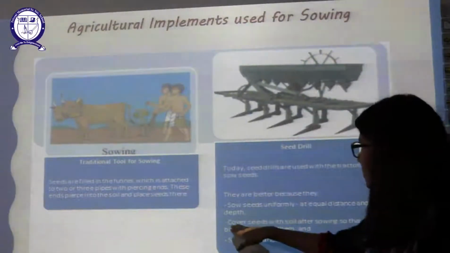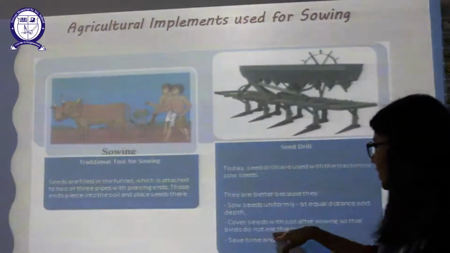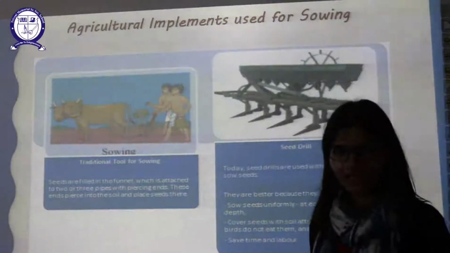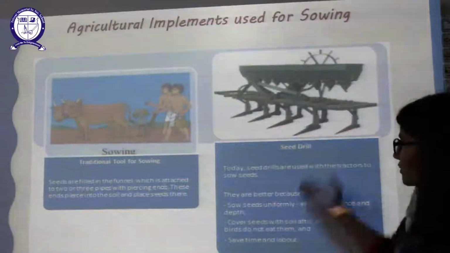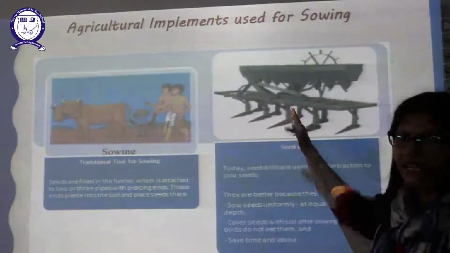Okay. Next, cover the seed with soil after sowing so that birds do not eat them. This is also important. We need to cover the sown seed. Next, it saves time and labor. It is very clear that with the help of a tractor and seed drill, we can save our time.